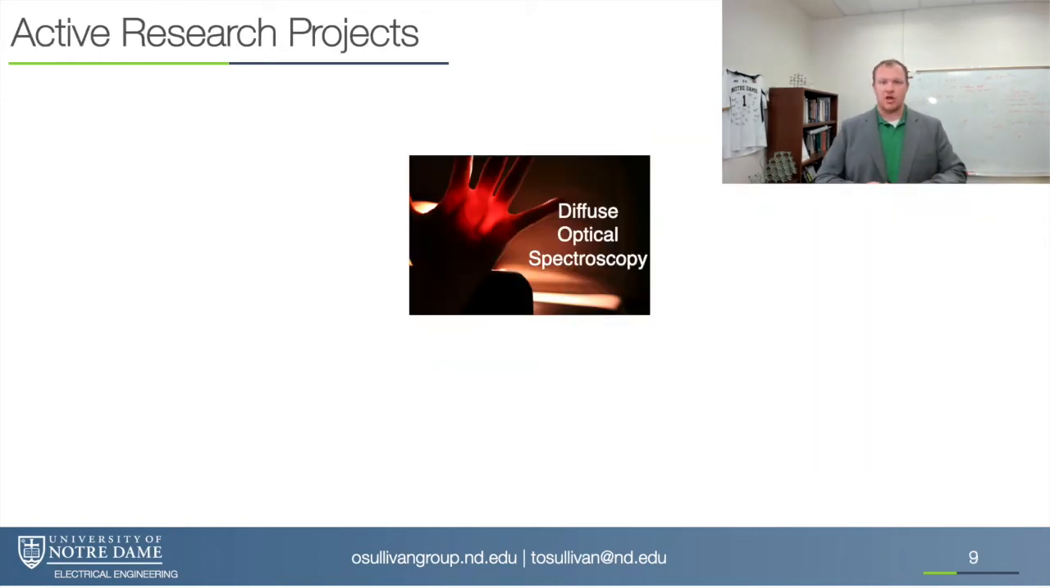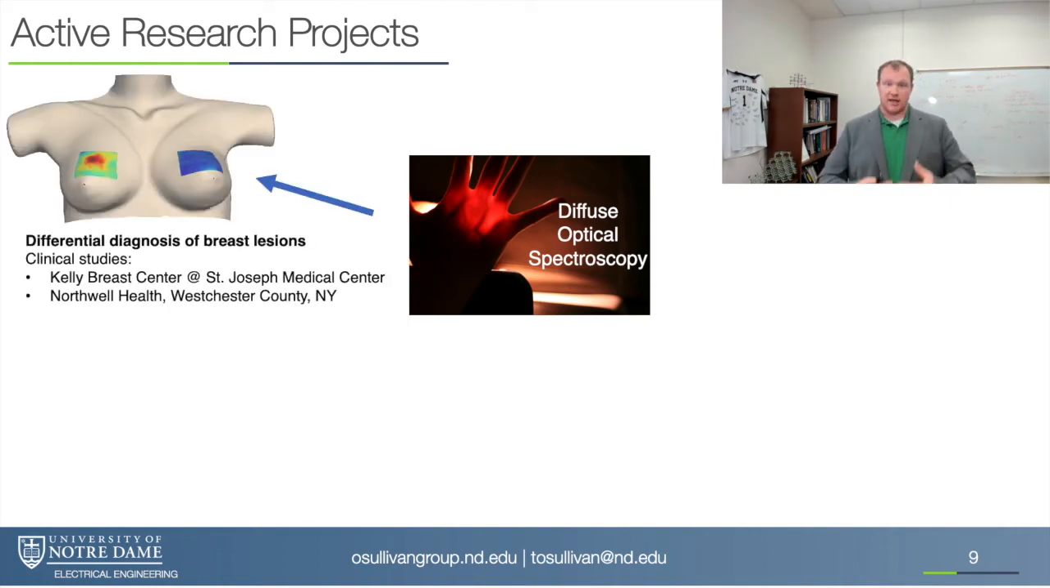So my lab is all about developing and applying this technique of diffuse optical spectroscopy. And here's just a sampling of some active research projects we have going on in the lab right now. One is applying these in breast cancer. In particular, we have 2 human clinical studies going on right now. We are trying to use our technology to determine whether breast lumps or breast masses are likely to be cancer or more normal or benign. And we do that here in South Bend at one of the local hospitals, St. Joseph Medical Center, as well as with our collaborators over in New York at Northwell Health.